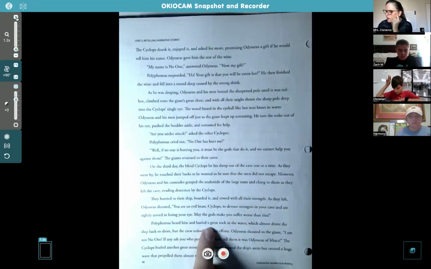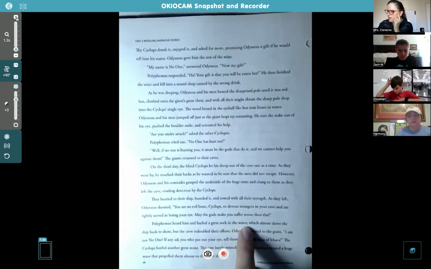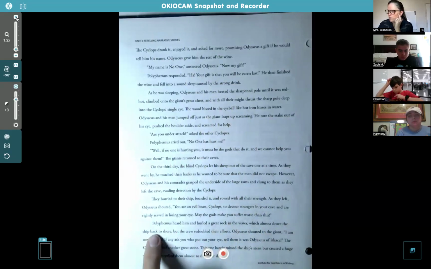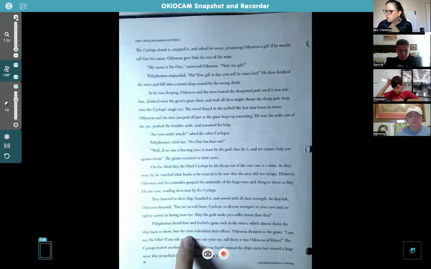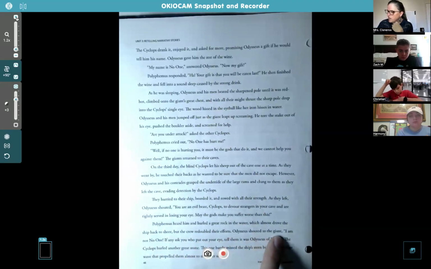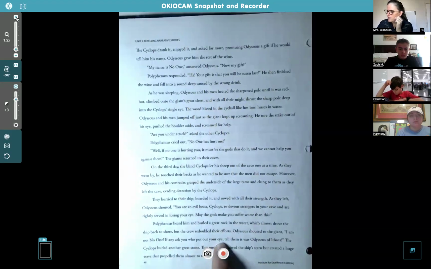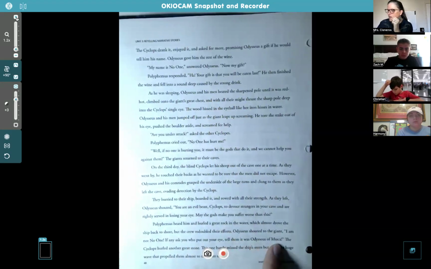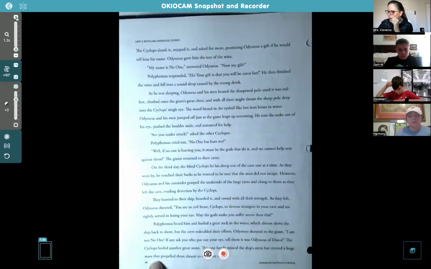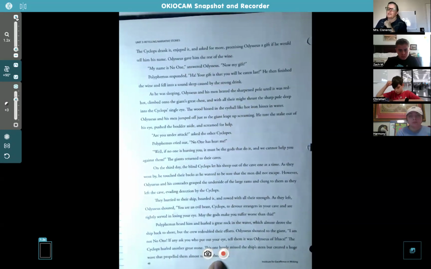Polyphemus heard him and hurled a great rock into the water, which almost drove the ship back to shore, but the crew redoubled their efforts. Odysseus shouted to the giant, "I am not no one. If any ask you who put out your eye, tell them it was Odysseus of Ithaca." The Cyclops hurled another great stone. This one barely missed the ship's stern, but created a huge wave that propelled them almost to the other shore.